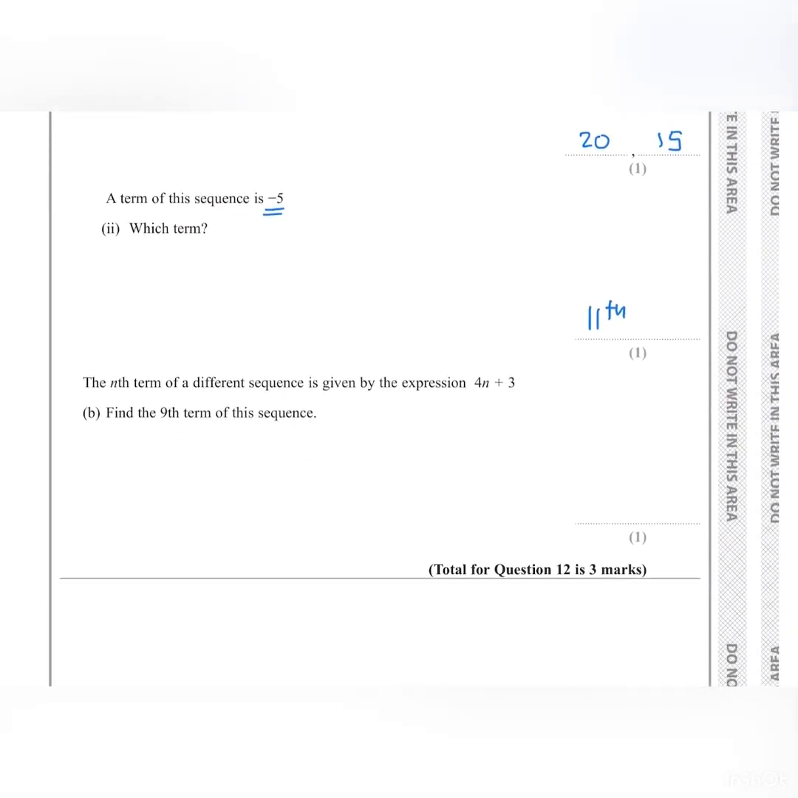Okay, and part B, it says the nth term of a different sequence is given by the expression 4n plus 3. Find the 9th term of this sequence. Okay, so that means basically 4 times n plus 3, where n is the term number, and we have to find the 9th term. So 4 times 9 plus 3, 4 times 9 is 36, plus 3, that is 39.